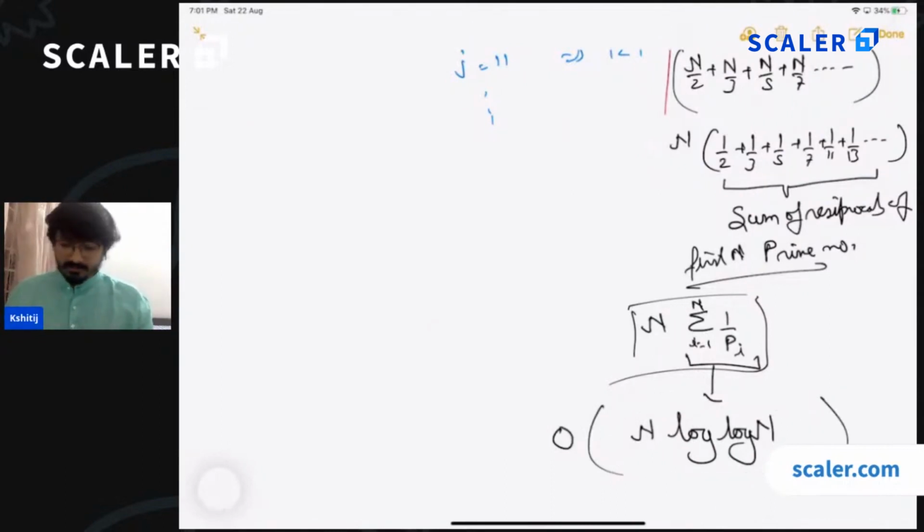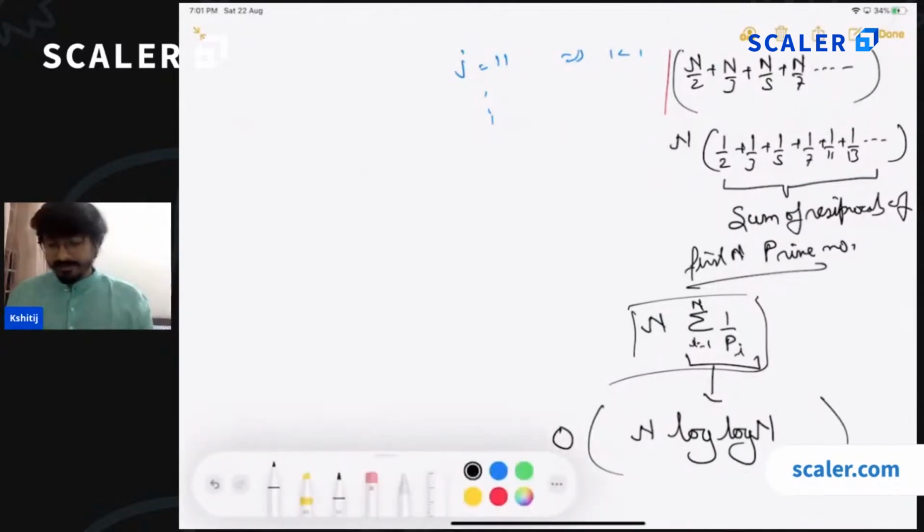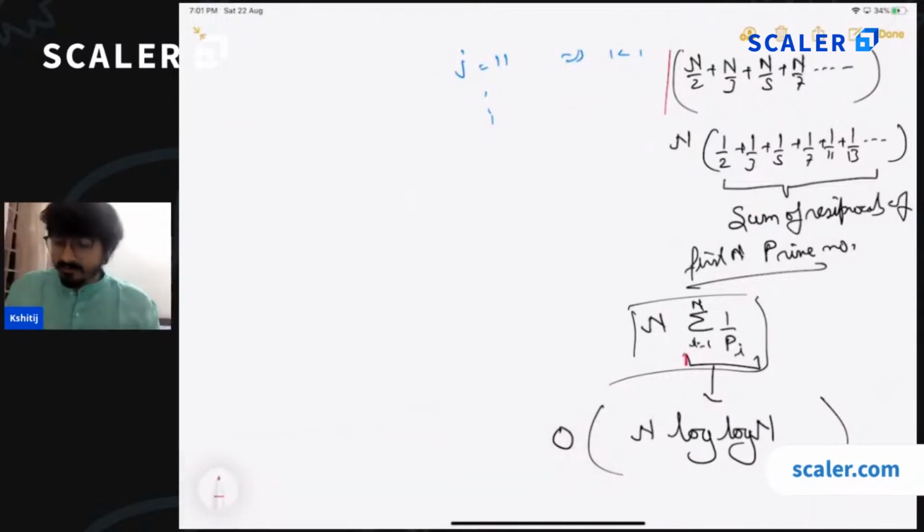If you are interested in mathematics, you can read about Mertens' theorem, which proves this: that the sum of reciprocals of the first n prime numbers is the same as log of n. So the overall time complexity can be approximated as order of n into log of n.